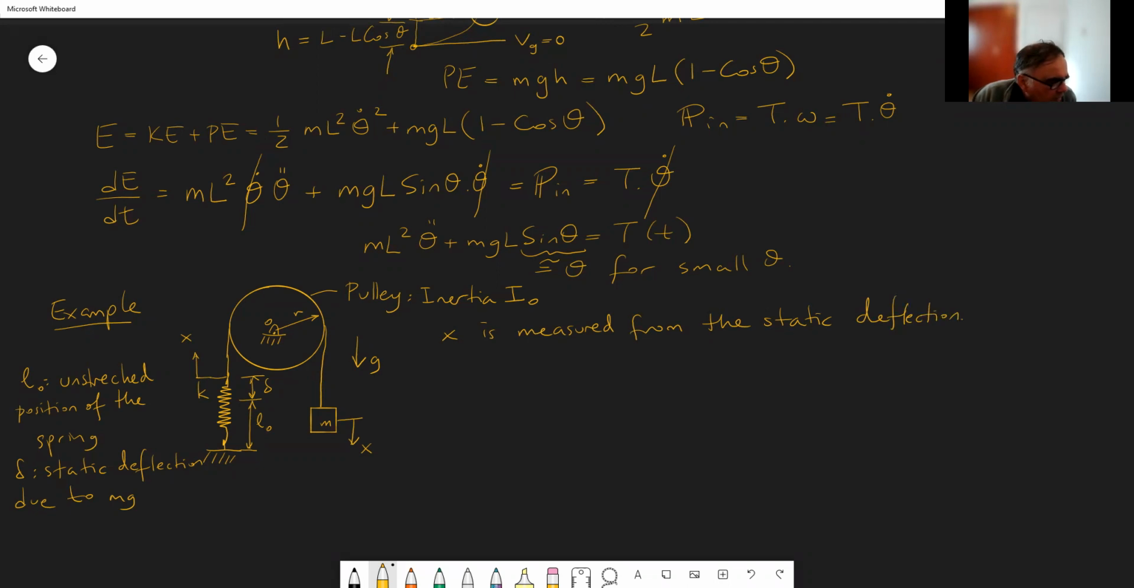As you know, you can find that delta quite easily. In statics, K times the static deflection should be equal to mg. Therefore, delta should be equal to mg over k. You can find that distance.